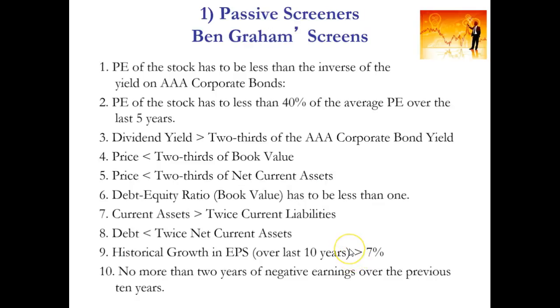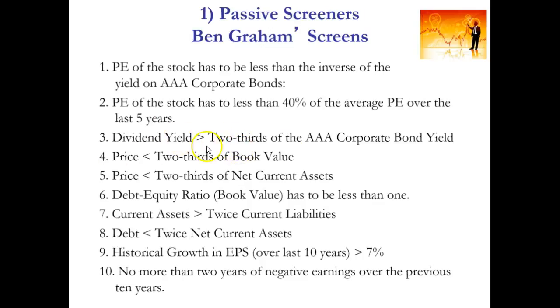As you go through the screens, you can identify that all 10 screens are, in some ways, measures of the price relative to different aspects of the fundamental value of the firm. So, number one, the price-earnings ratio of the stock has to be less than the inverse of the yield on corporate bonds. So basically he wants a low price-earnings ratio. Remembering the price-earnings ratio is the ratio of share price to earnings per share, or a measure of how many multiples of earnings you have to pay to buy that stock. So he wants a low PE ratio, and he wants the PE ratio to not only be low in terms of its magnitude, but also be low relative to other firms in the market.